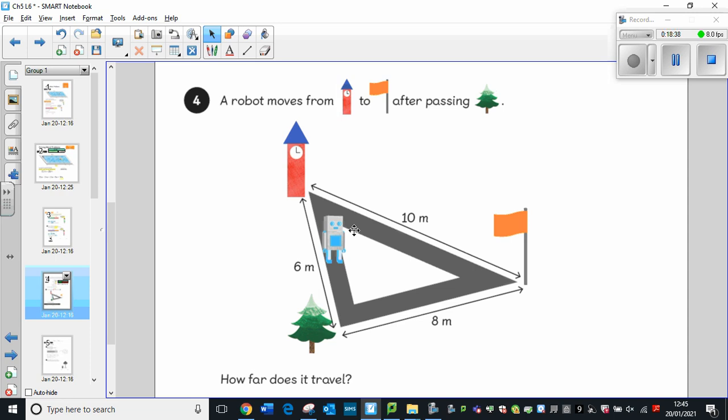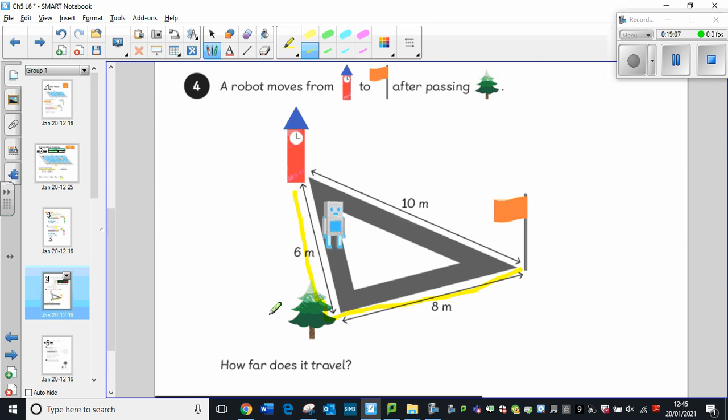A toy robot. Now the robot is starting from here, from what looks like a clock tower. He then walks to the flag, but he doesn't go straight to the flag, he goes this way. So he goes to the tree and then the tree to the flag. Okay, so let's just draw out his route. So he goes all the way down here and then all the way down there. Now my question is, how far does this toy robot travel, if he goes from the clock to the tree first, and then from the tree to the flag next? How far does that toy robot travel?